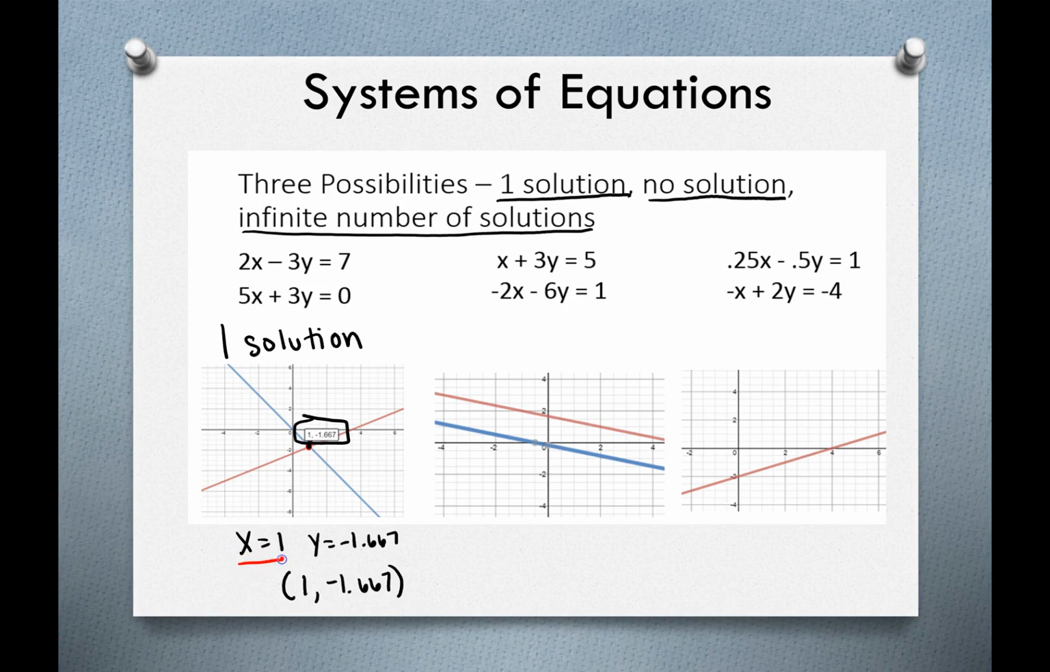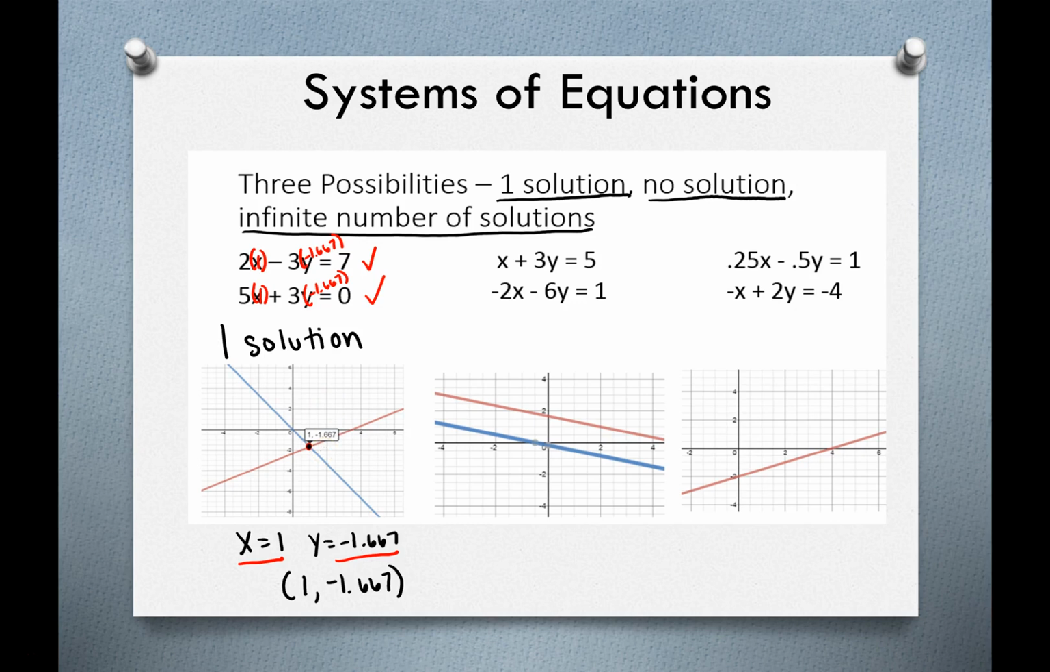Well, it means if I plug x equals 1 into this equation and y equals negative 1.667, and I did this math out, 2 times 1 minus 3 times negative 1.667, I would in fact get 7. Similarly, if I plugged in 1 for x here, and again negative 1.667 here, I would in fact get 0. And that's the only point where that's true, where you plug both those values in for x and y, and it works for both equations. So there's an example of one solution.